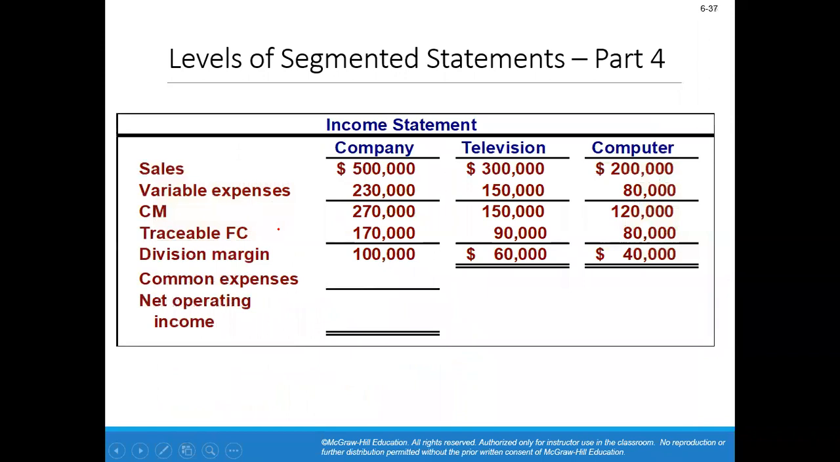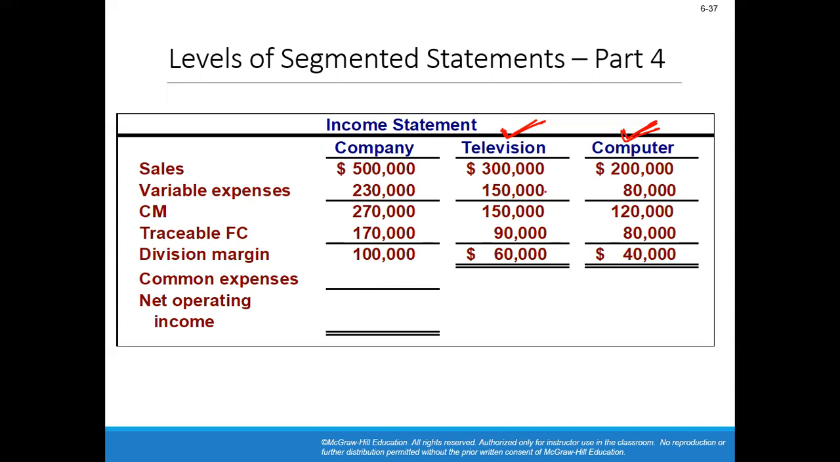Next, we would like to see the total picture. We already have talked about the television segment. A similar case will be applicable for the computer segment. Now the question is, you see that in the segmented financial statements or income statement, we have not charged any common fixed expenses, but you have to recognize that there are still some common fixed expenses, which we'll talk about very shortly. But you see how the company-wide income statement has been prepared.